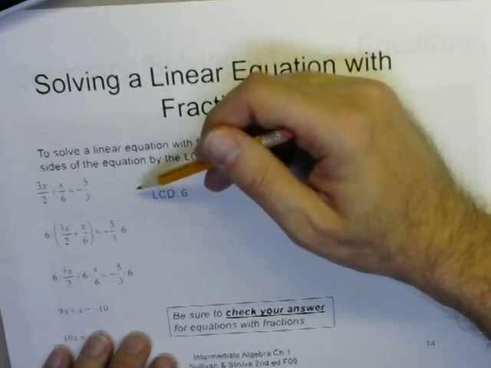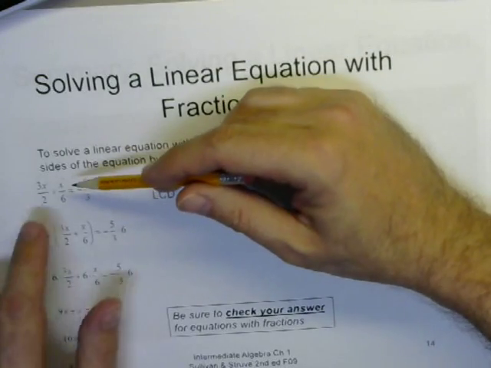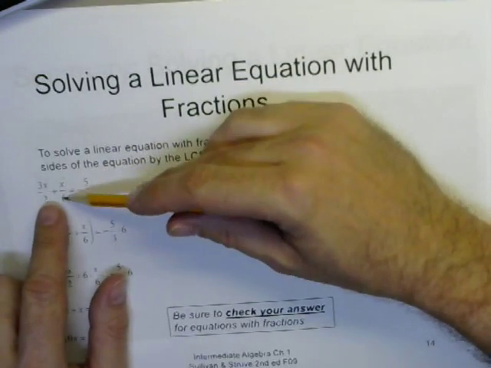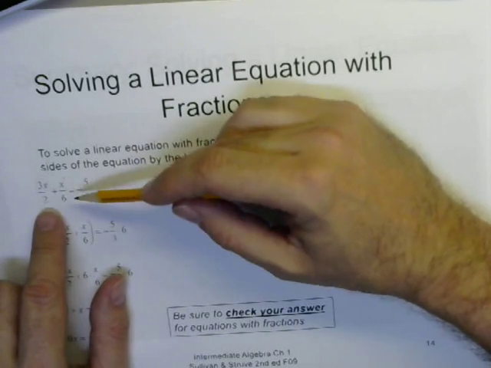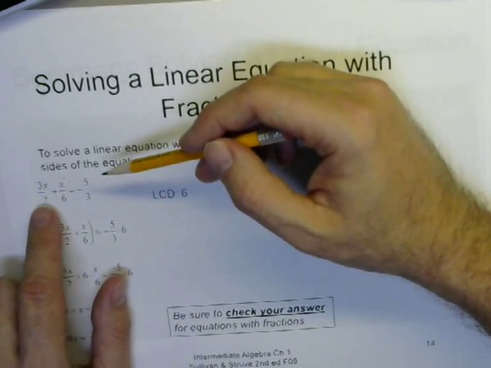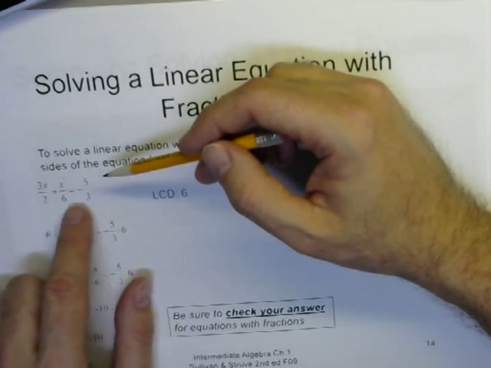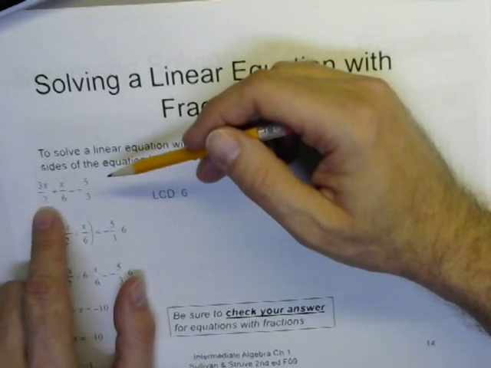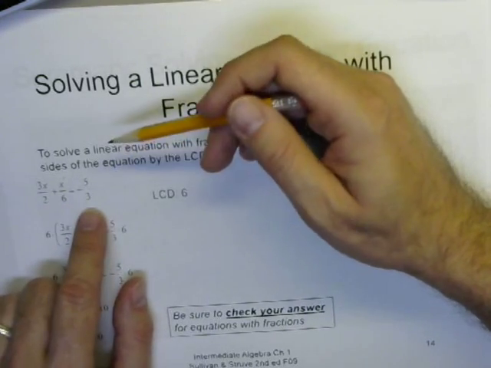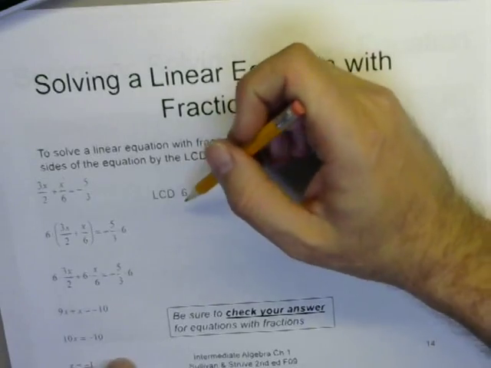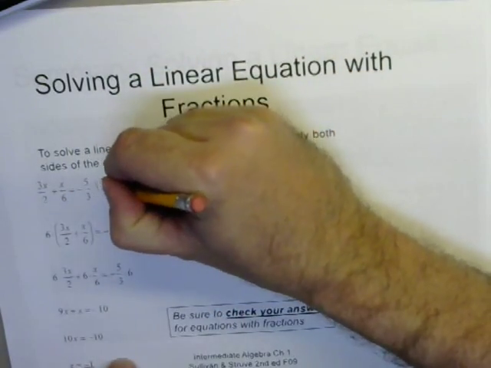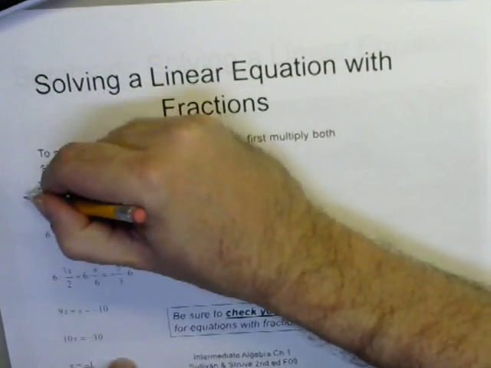Let's say, for example, that I wanted to solve this equation. What you'd want to do is look at all the fractions, look at all the denominators, and find the smallest number that all 3 denominators will go into. So if you think about it, the smallest number that 2, 6, and 3 will go into is 6. So what you'd want to do is multiply everything on both sides of that equation by 6.